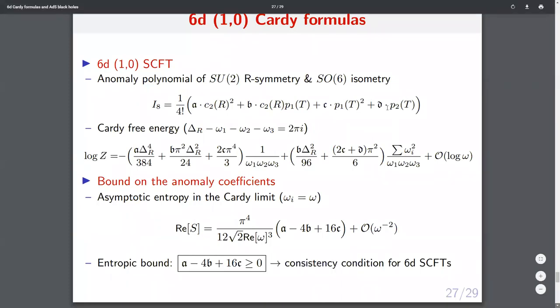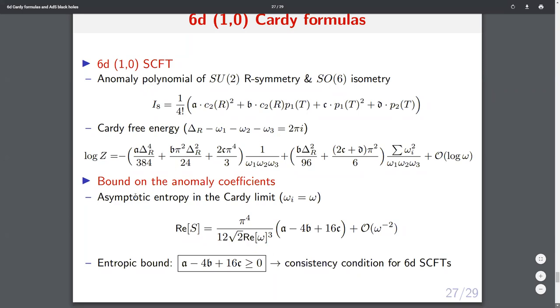So with this anomaly polynomial, we can construct a five-dimensional effective action, and by integrating it out, we obtain the Cardy free energy given as follows. It is again parameterized by the four anomaly polynomial coefficients A, B, C, and D.